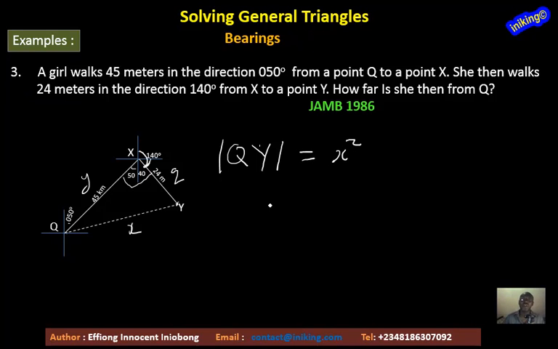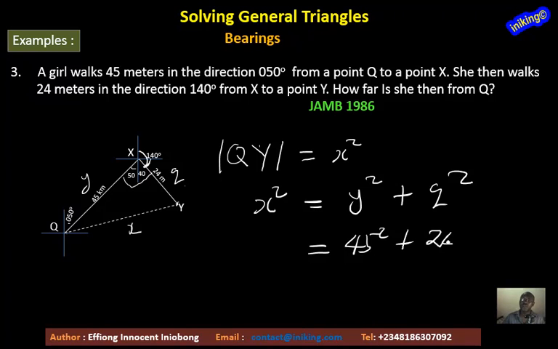I can apply Pythagoras there and say, okay, x squared is equal to y squared plus q squared. Why am I applying Pythagoras? Because I can see that I have these two sides already known, so why bother myself? And that just takes me to 45 squared plus 24 squared. That's it, and with that we'll be able to get the distance we are looking for. Let's see how this is done.